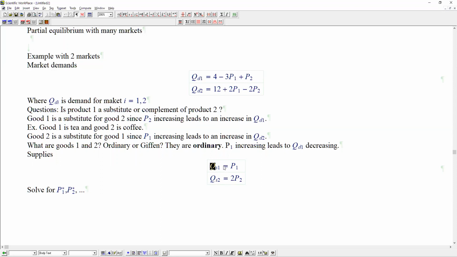As we can see, there is something strange going on here. Q supply 1 is a positive function of P1, and QS2 is a function of P2, but QS2 is not a function of P1, whereas here it is. Does somebody have an intuition for that?